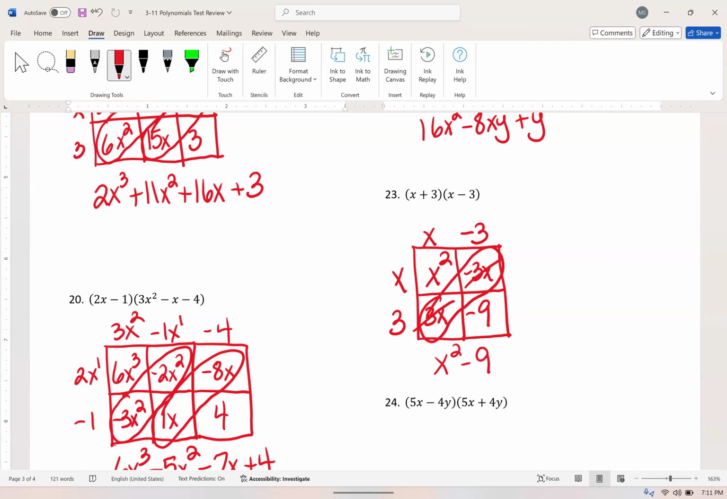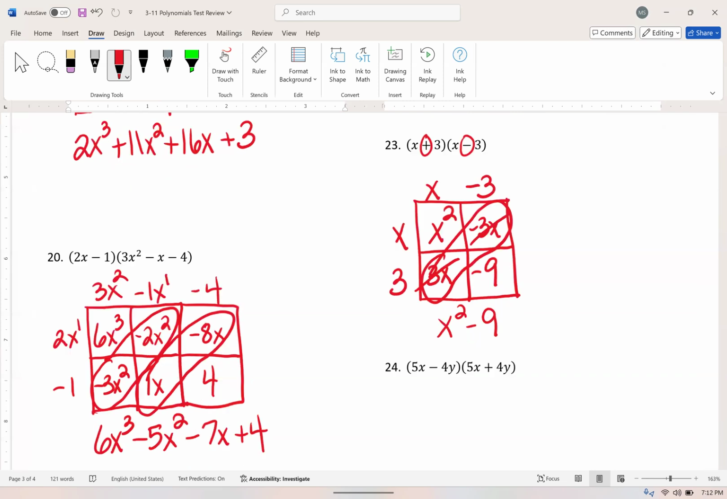So you should recognize that this problem is very similar, the two parentheses are almost identical, except you have a plus in one and a minus in another. So when they are identical parentheses except for different signs in between, that middle term is always going to cancel like it did in this particular problem, and we're just going to be left with two terms. All right, let's take a look at number 24.